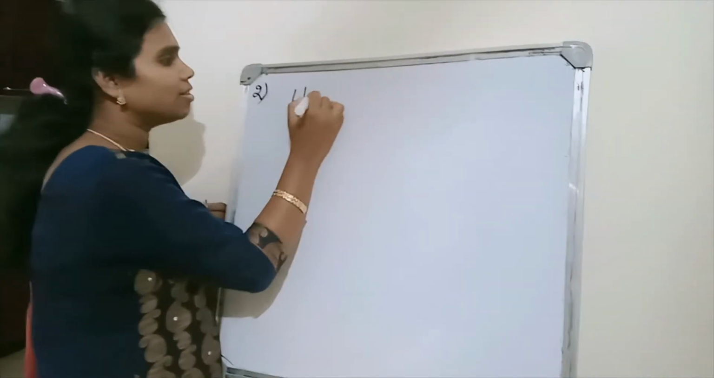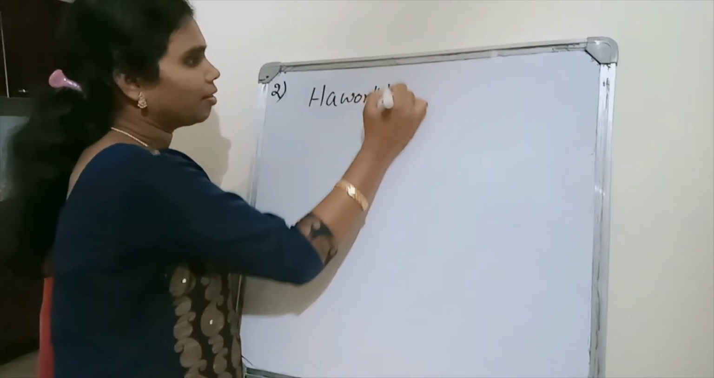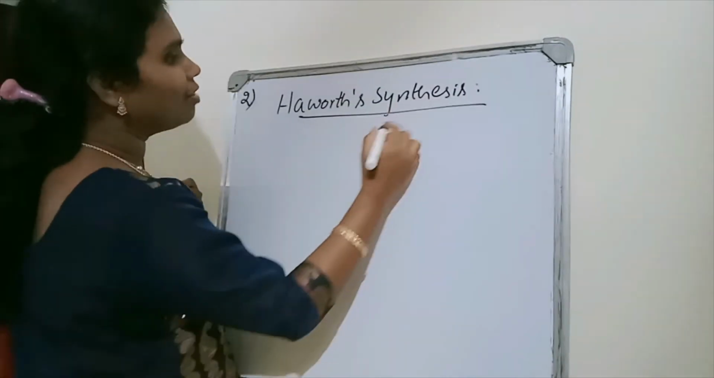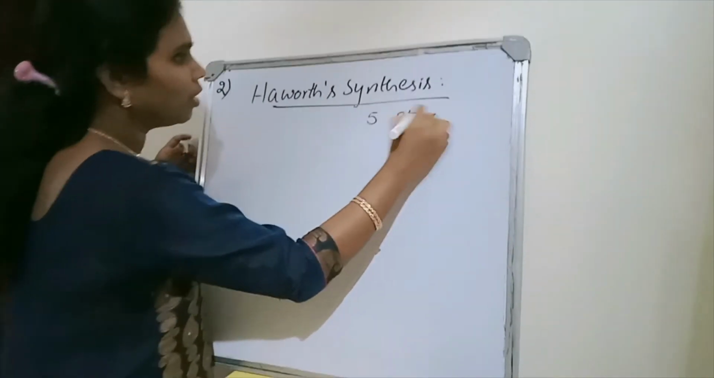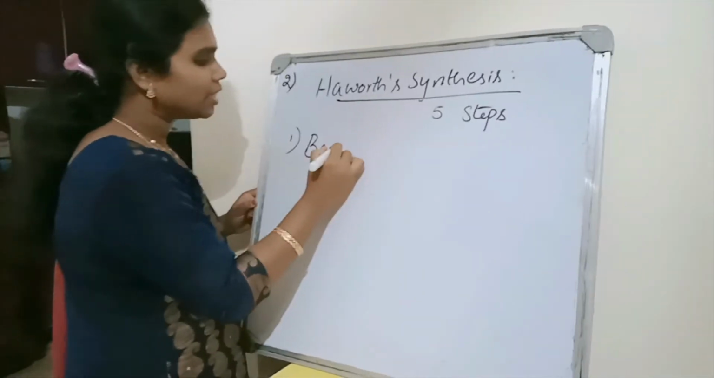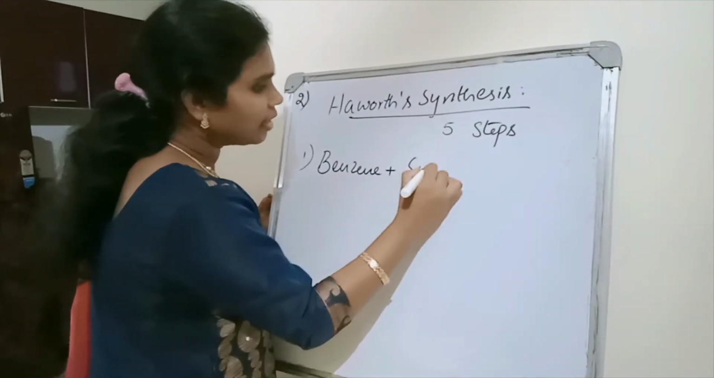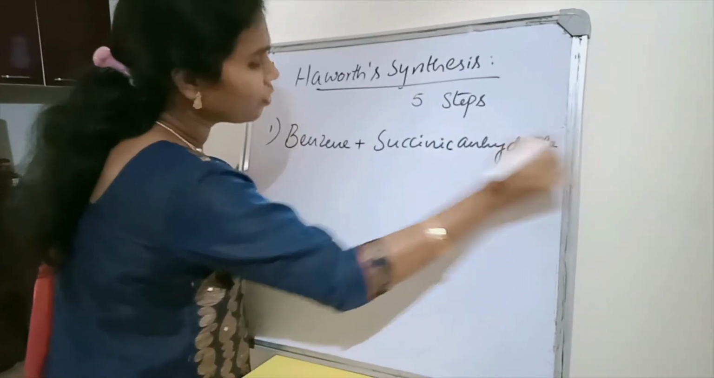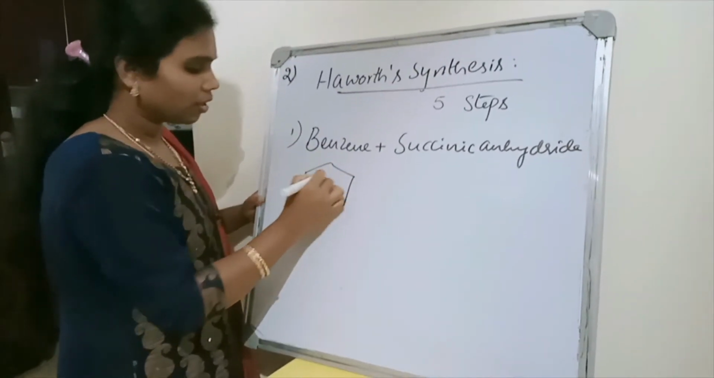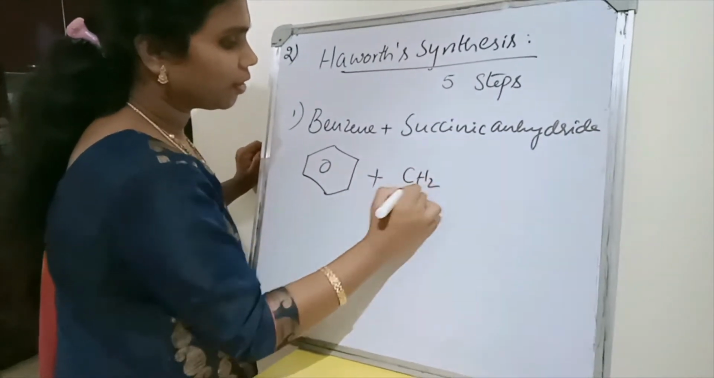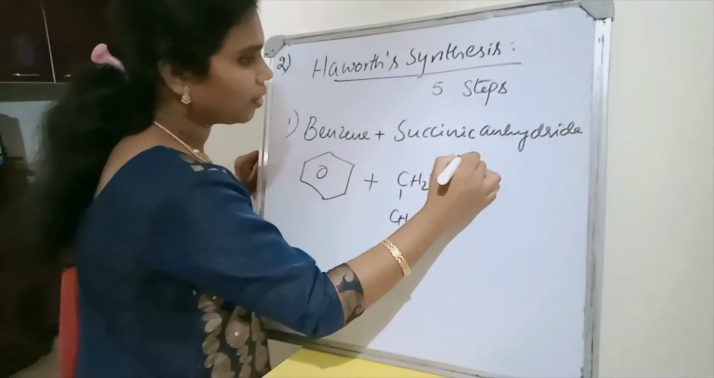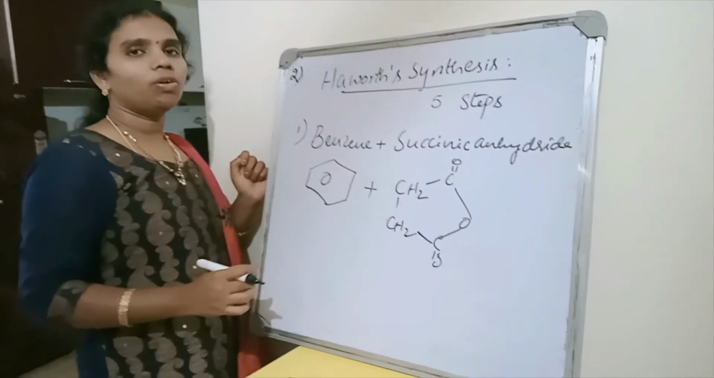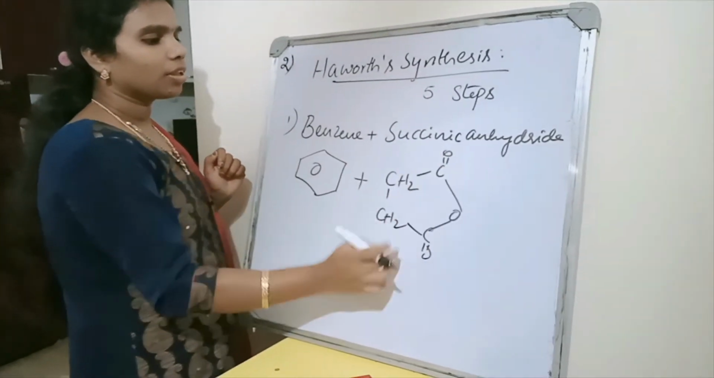The second method of preparation is Haworth synthesis. This reaction involves 5 steps. The first step is the reaction of benzene with succinic anhydride. We know the structure of benzene here, and this is succinic anhydride. Anhydride means it always contains COOCO. Okay, this is the anhydride.